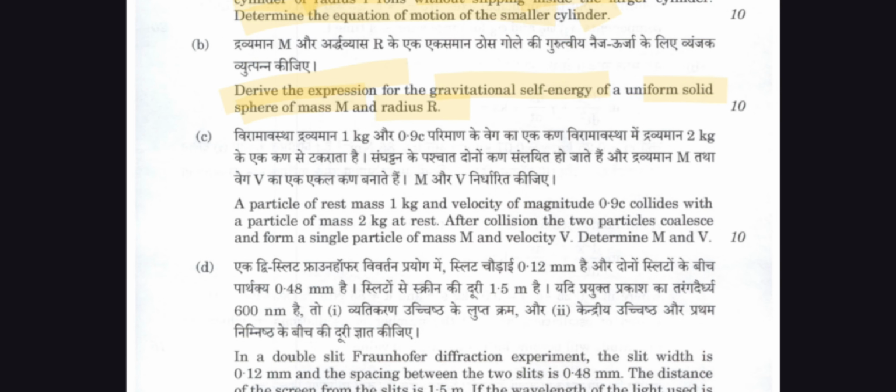And question number C. A particle of rest mass 1 kg and velocity of magnitude 0.9 c collides with a particle of mass 2 kg at rest. After the collision, the two particles coalesce into a single particle of mass m and velocity v. Determine m and v.